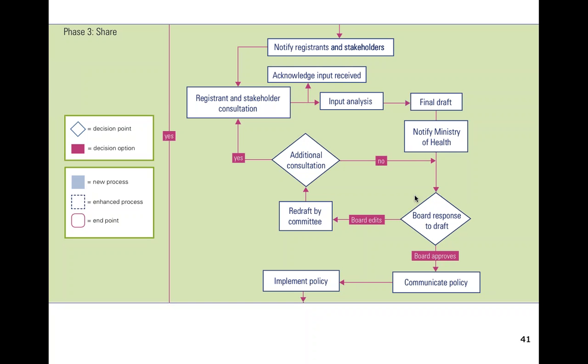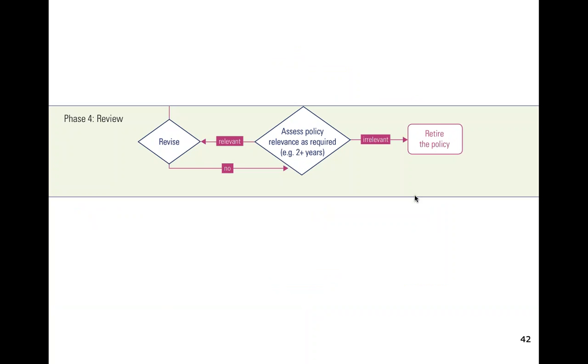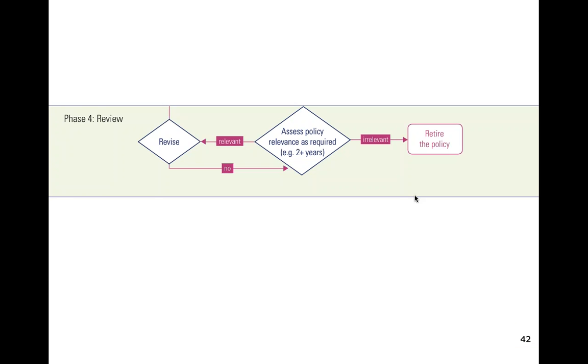It will be implemented. And the last phase is after the implementation of the policy, the relevance of that policy will be assessed as required. For example, every 2 years, perhaps. If it's irrelevant, the policy is retired. If it is relevant, then perhaps there's a revision process, or perhaps there isn't. If there is a revision process required, you'll be able to see in the full version that it might go up to the committee for a redraft or might go back out to consultation dependent on the issues. So those are the 4 phases.